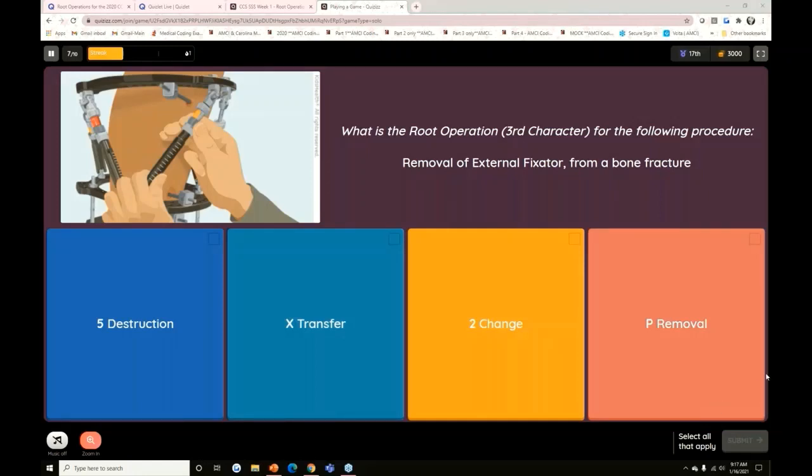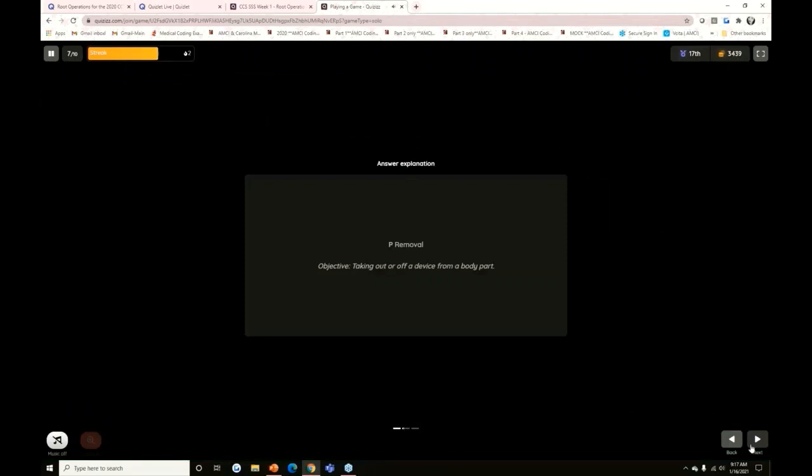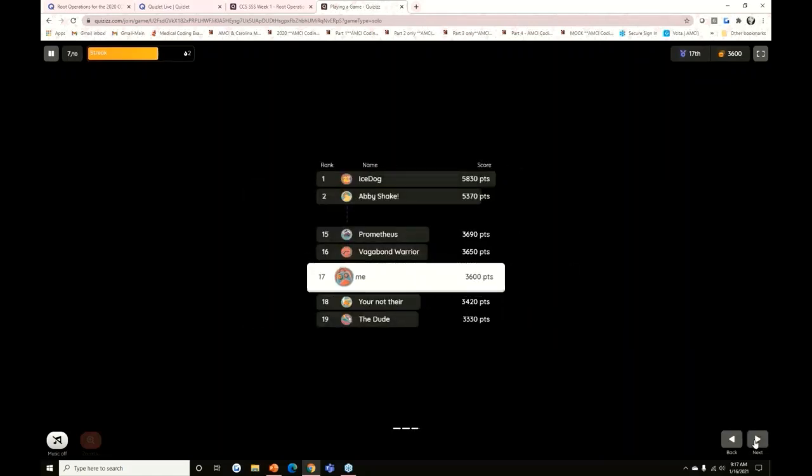Let's see what we got here. All right, this one here, it looks like everybody is going for removal. And I'm liking that, Miss Tracy. So let's go for it. Ta-da! And it is indeed removal. Great job, coders. Taking out or off a device from a body part. Fantastic. All right, moving on.